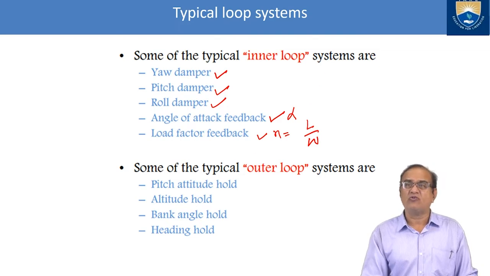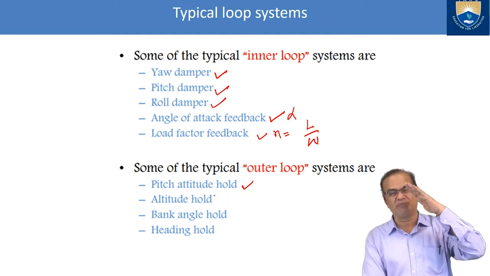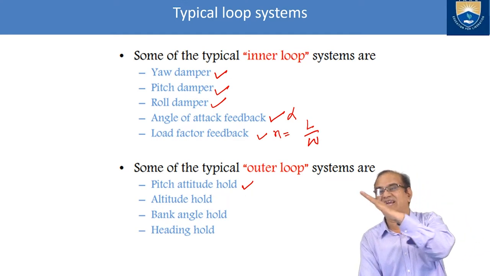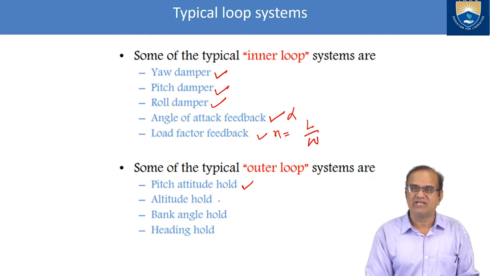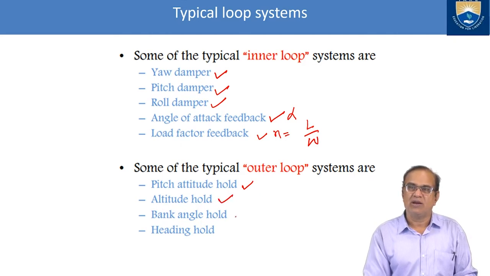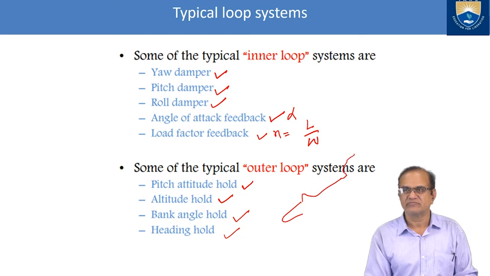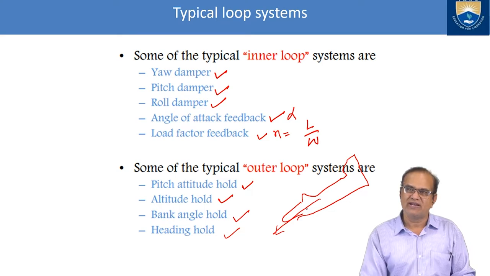Some of the outer loop systems are the hold modes. Pitch attitude hold means a particular pitch has to be held; your aircraft should fly in that condition. Then altitude hold, where the height of the aircraft has to be held, bank angle hold, and heading hold. If your aircraft is pitching like this, it should hold. The height from the ground is the altitude.